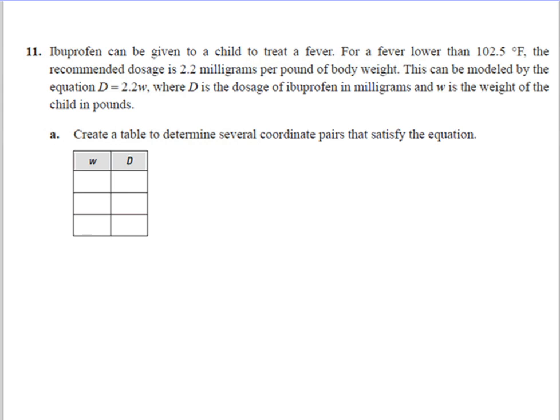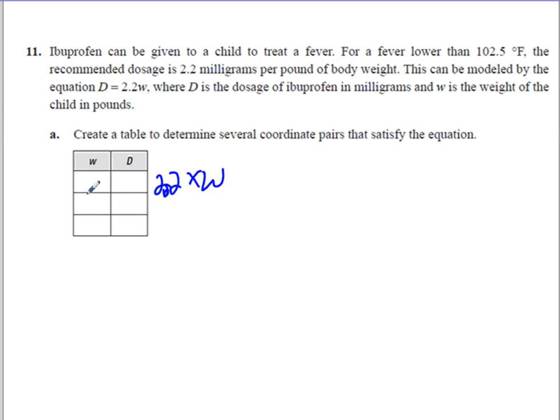So we can create a table to determine several ordered pairs. If we look at our D, we know it's 2.2 times whatever the W is. Sorry, not 22, 2.2. Let's not over-medicate them. In this case, I didn't use 0 to plug in because it didn't make sense to me. I'm not going to be having a child that doesn't weigh anything.